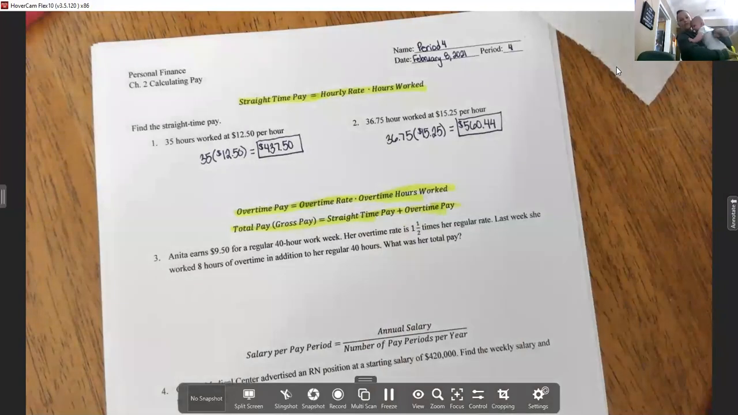All right, so those are the formulas here. If you are just writing down the work, write down the formulas too. Overtime pay is the overtime rate times the overtime hours worked. And the total pay or the gross pay is the straight time pay plus the overtime pay.